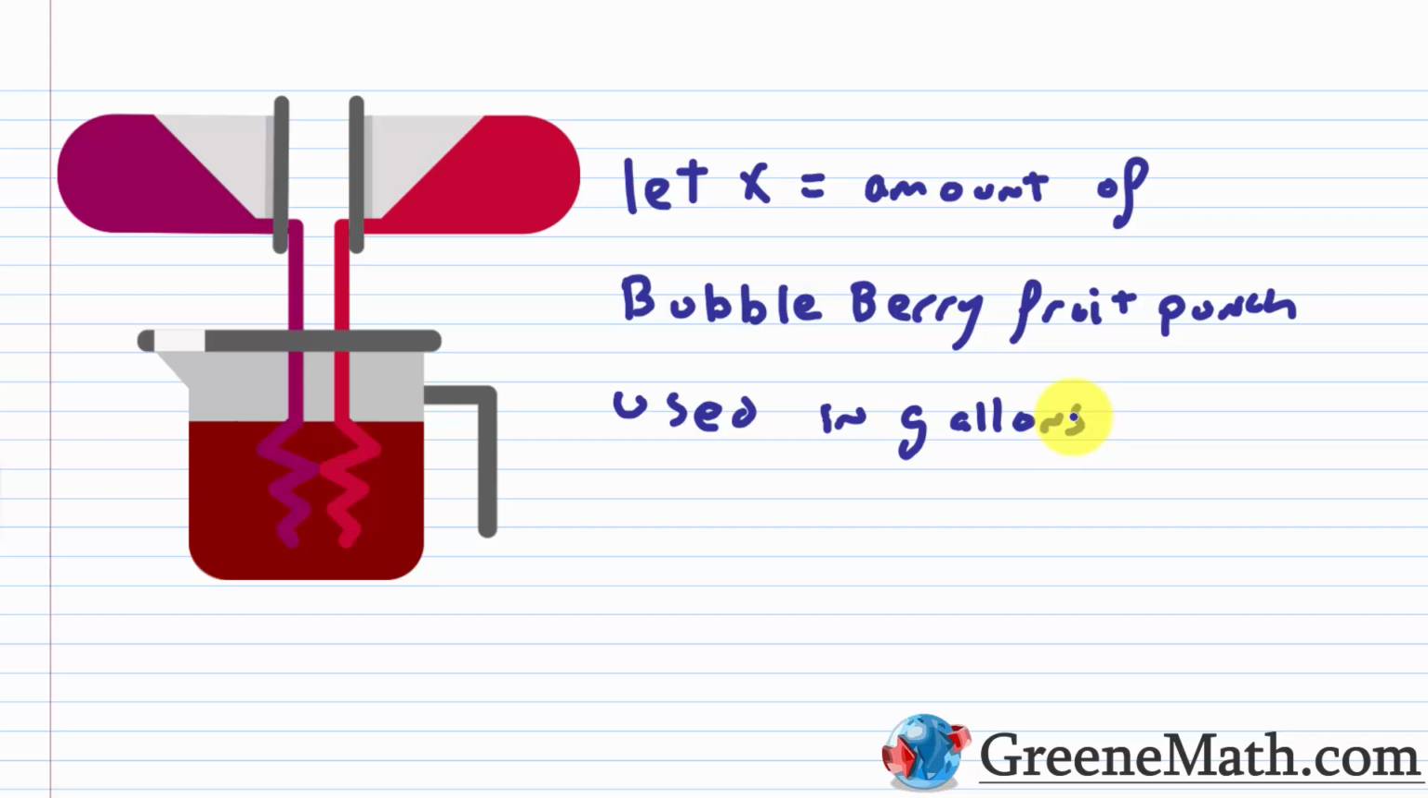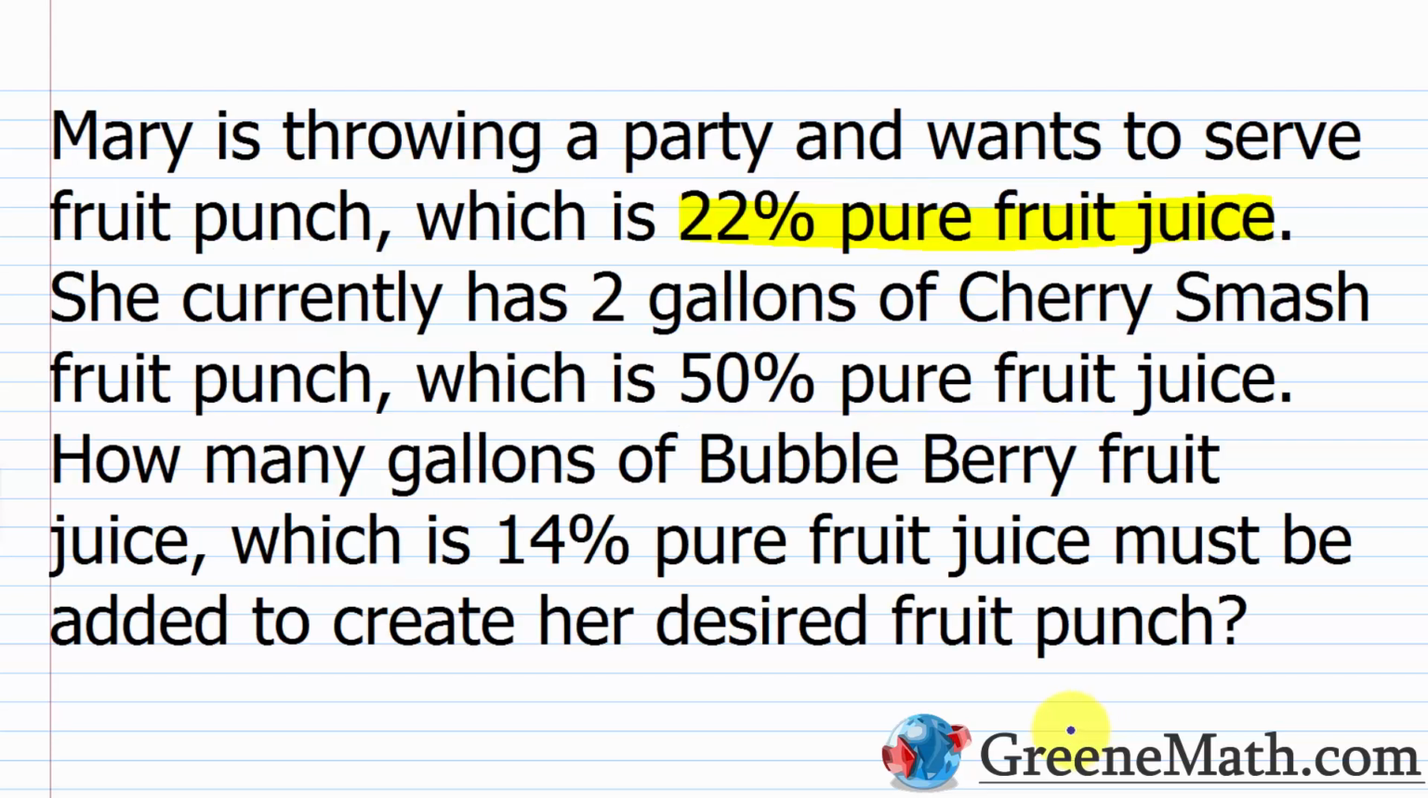What else do we need? Well, we already know the amount of cherry smash. It tells us that in the problem. It tells us that she has 2 gallons of cherry smash. Okay, so let's go down to a little table and organize this information.